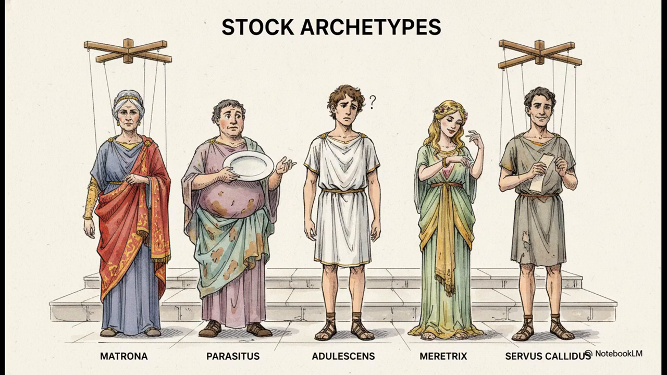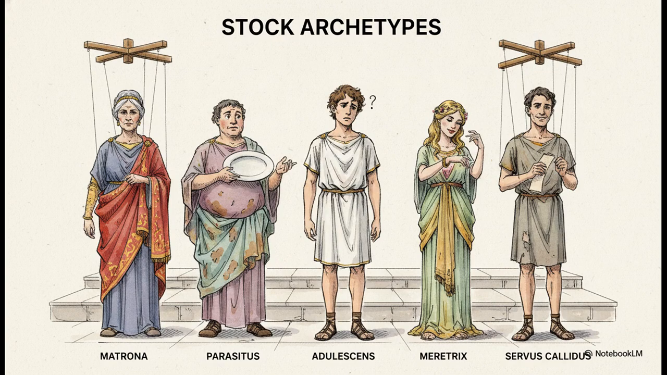And Menaechmi just gives us this absolute masterclass in middle comedy stock archetypes. We've got the adolescens, or young man, Menaechmi as the classic clever slave, the servus callidus, Erotium as the transactional courtesan, the meretrix, Paniculus as the gluttonous parasitus, and the wife as the financially leveraged matrona.